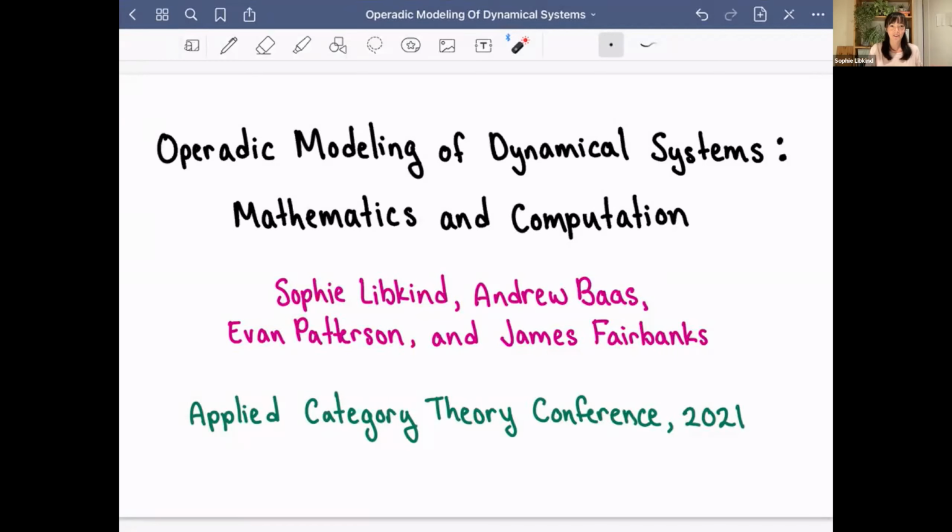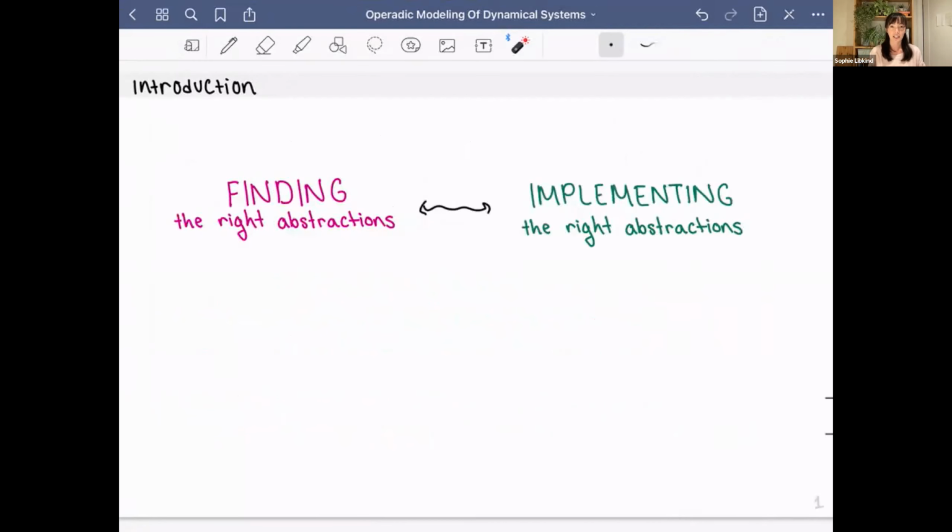So I, along with my co-authors, Andrew Baas, Evan Patterson, and James Fairbanks, are really excited to present our work on operatic modeling of dynamical systems, both the mathematics and the computation. To set the stage, I like to think of the work that applied category theorists, and in general applied mathematicians, are doing as finding the right abstractions: going out into the world and noticing patterns that different types of scientists and engineers are using, and distilling those patterns into mathematical objects that we can make definitions about, generalize, and write theorems about.